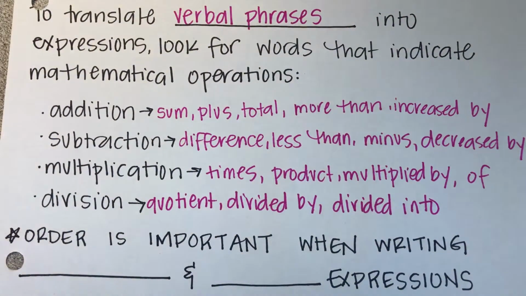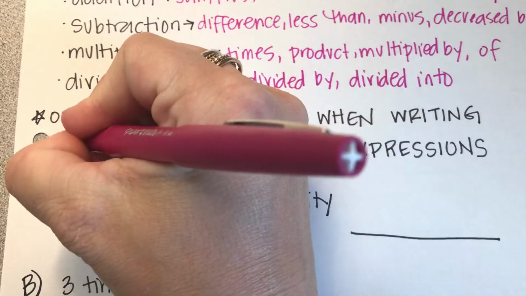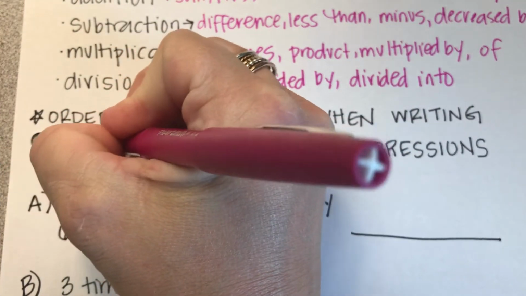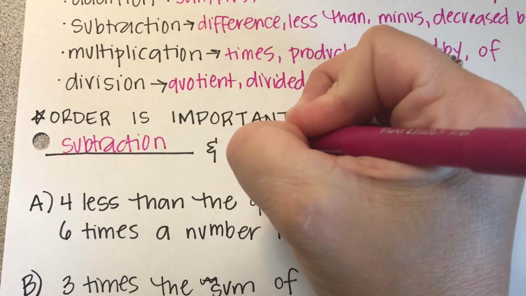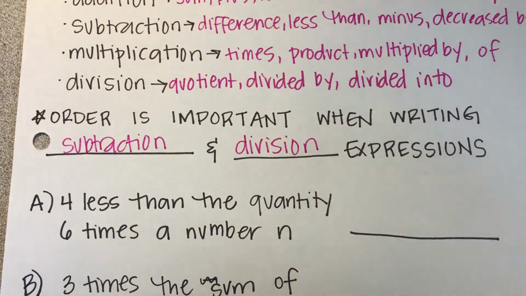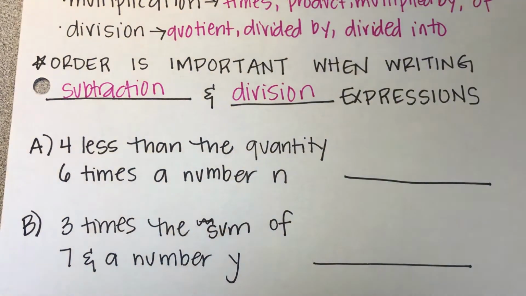So let's talk about the next part. It says order is important when writing blank and blank expressions. That is going to be subtraction and division. Okay, the order when you're adding and multiplying doesn't matter, but when you're doing subtraction and division, it does. So let's look at these word phrases and translate them into expressions.